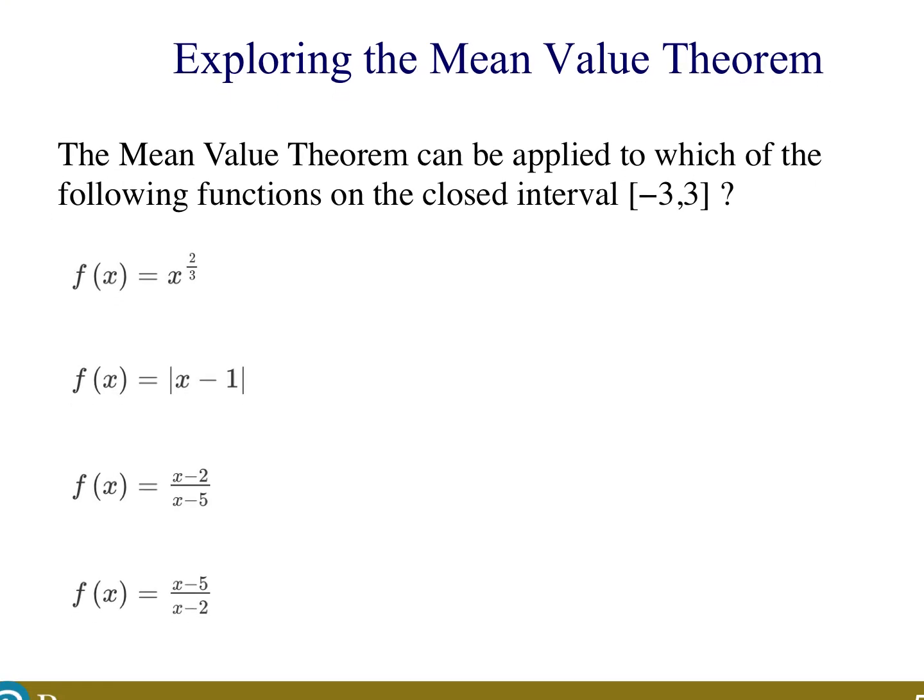Okay, here are 4 different functions, but the mean value theorem doesn't necessarily apply to all of them on the closed interval -3 to 3. So the first function, any idea why that would fail? Why would the mean value theorem not apply at x to the 2/3? Because the domain can't be negative. Give me an example. Like if I pick -1, can I plug -1 into that?